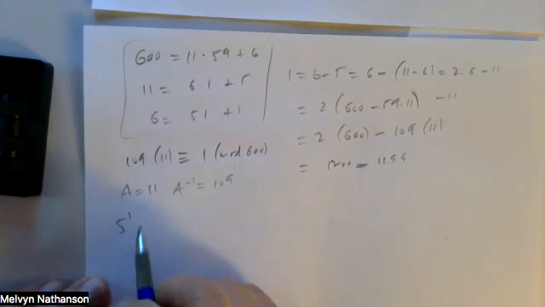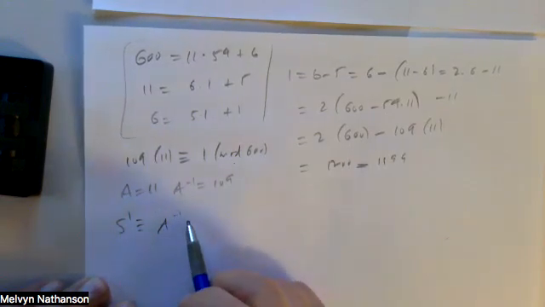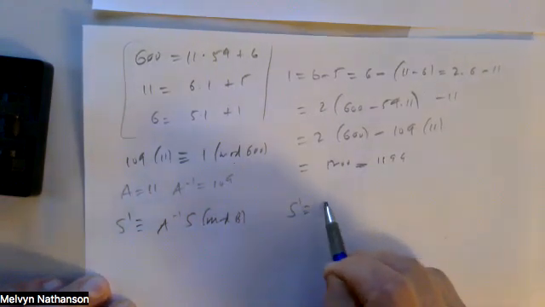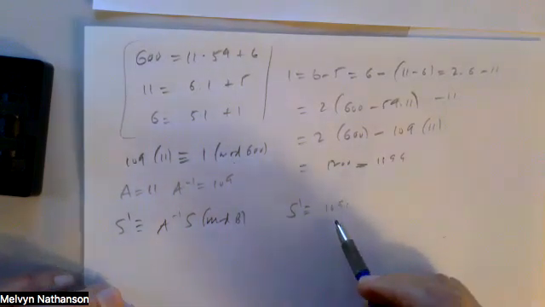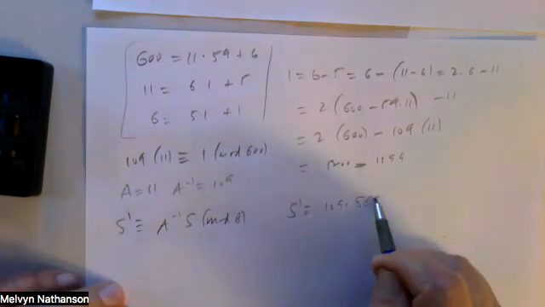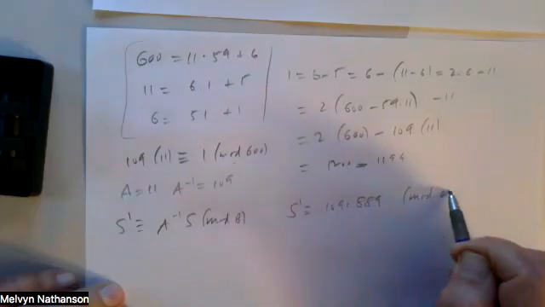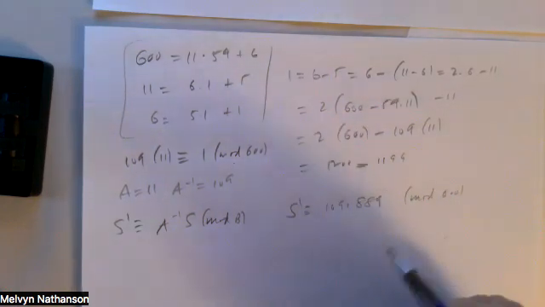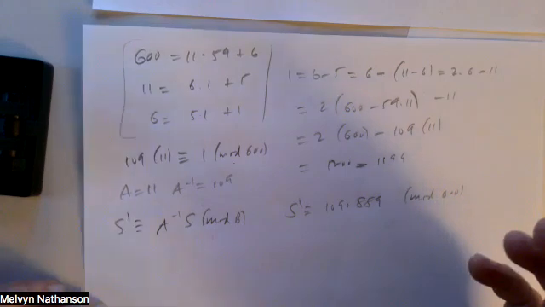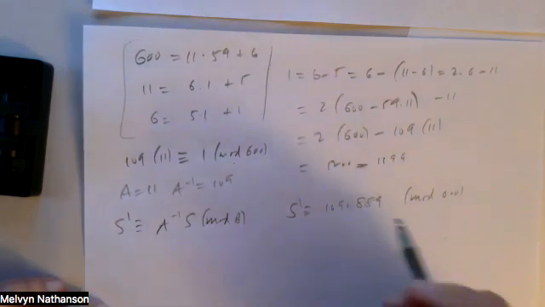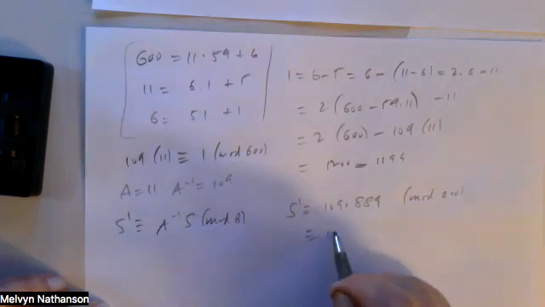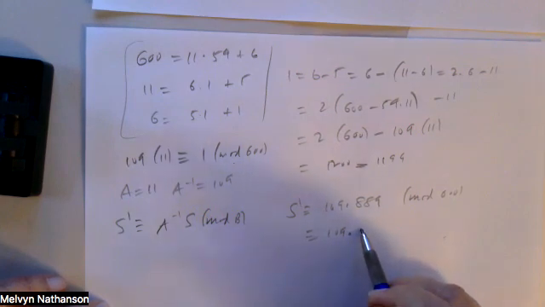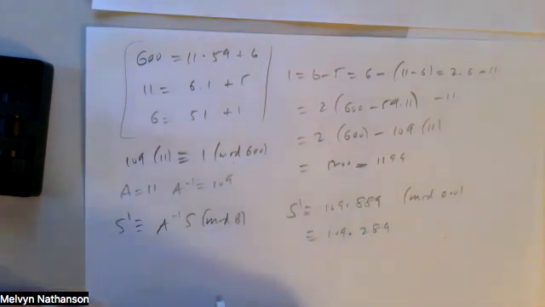So S prime, which is A inverse S mod B, that means S prime is 109 times, what was S? 889 modulo 600. So you have to do this arithmetic. You can do it on a computer, you can do it on a calculator. You can also do it by hand, I think. Let's see. Plus 109 is 109. Mod 600, 889 is 289. Mod 600.